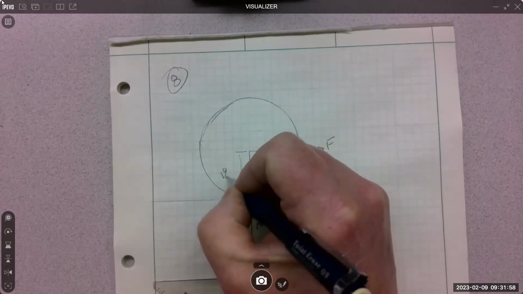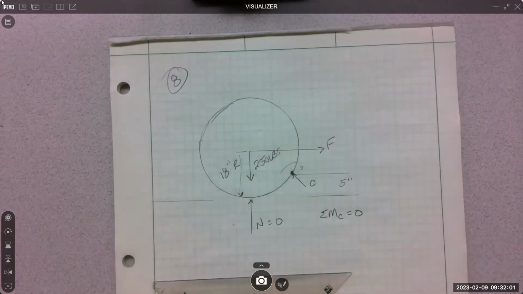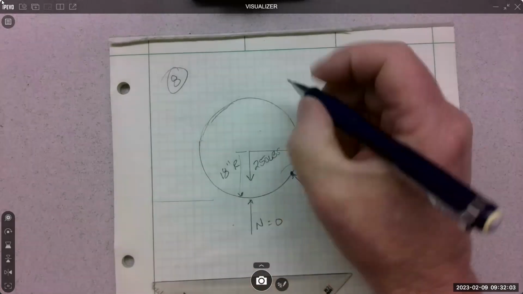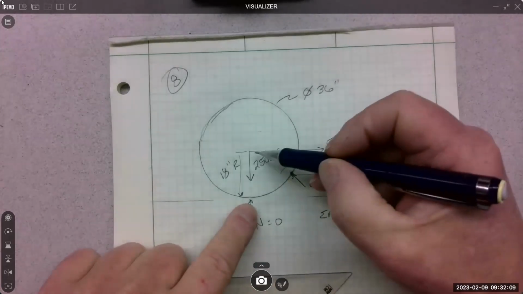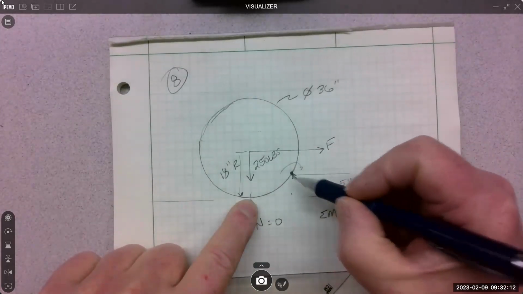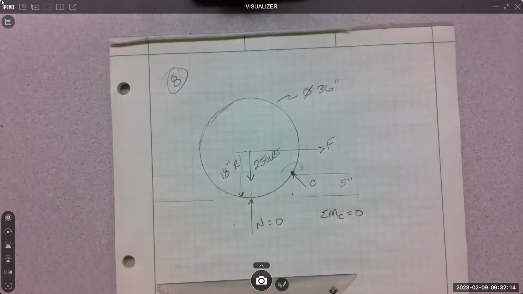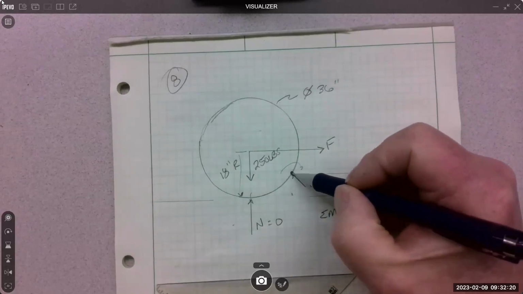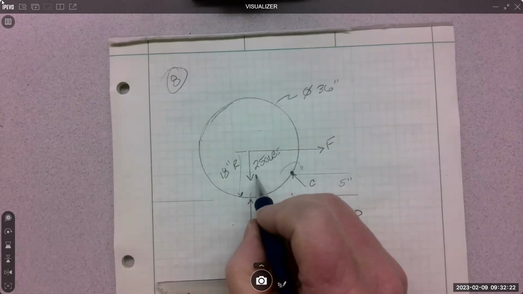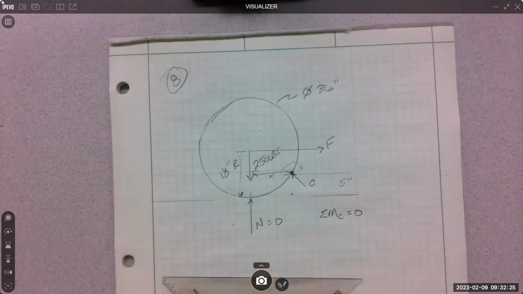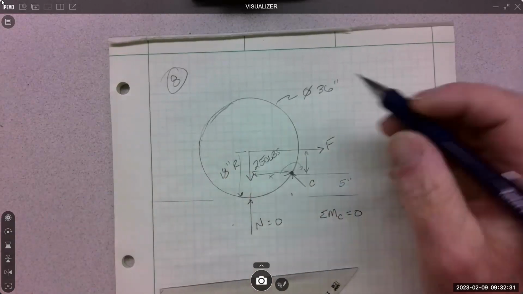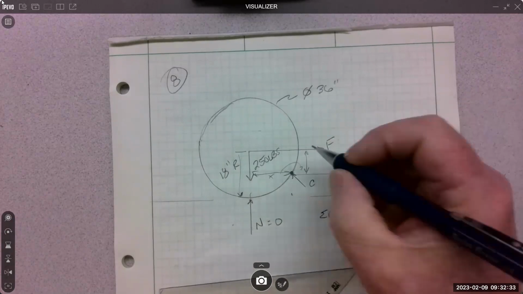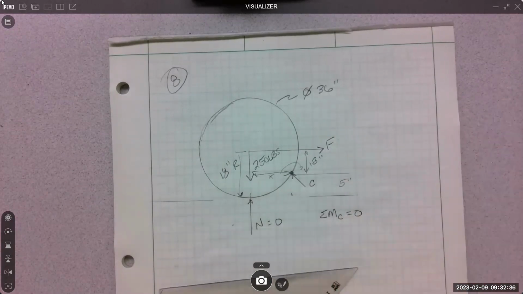18-inch radius, because I think they said it's a 36-inch diameter cylinder. Yep. So it's 18 inches from here to here. It's 5 inches from here to here, right? So that's a little bit helpful. I don't have to deal with this vector because it goes right through the point, but I do need to know how far it is from here to here for the moment of the 250, right? I know the moment arm of the F is 18 minus 5, which is what, 13 inches?